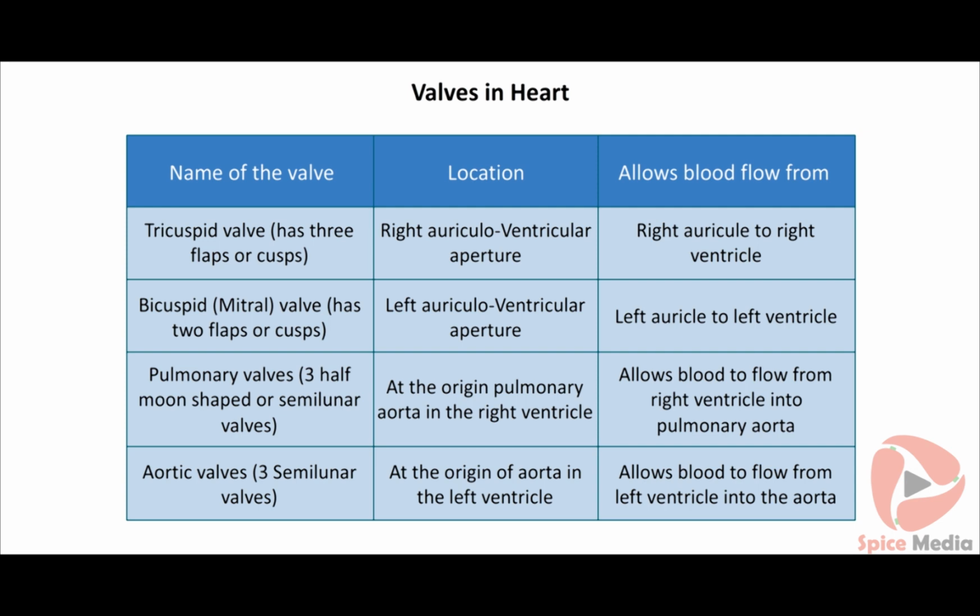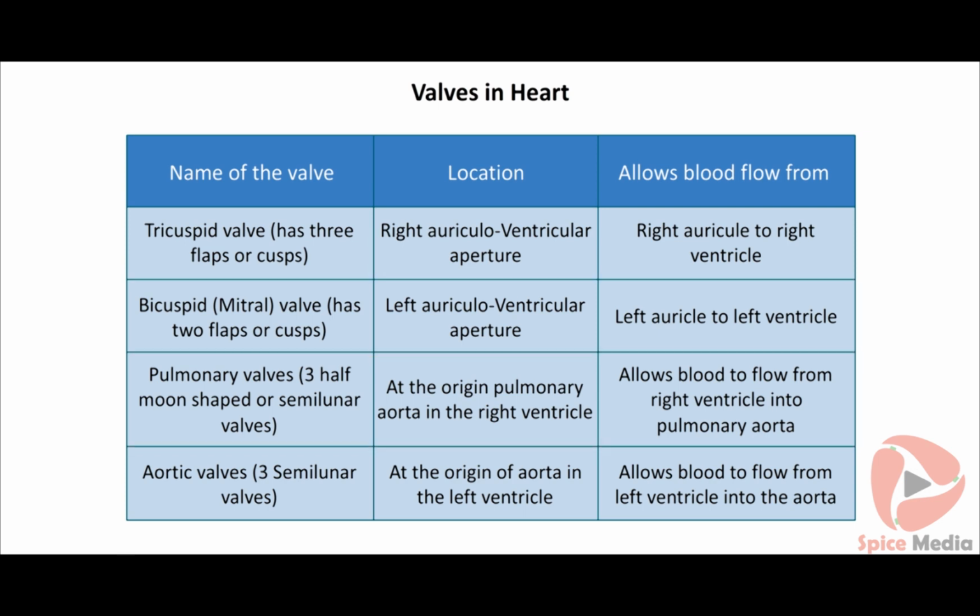Tricuspid valve present at right auriculoventricular aperture is made up of 3 flaps. It directs the flow of blood from right auricle to right ventricle. Bicuspid valve, otherwise said to be mitral valve, has 2 flaps. It is located at left auriculoventricular aperture and directs the flow of blood from left auricle to left ventricle.